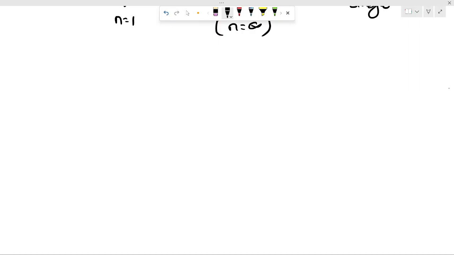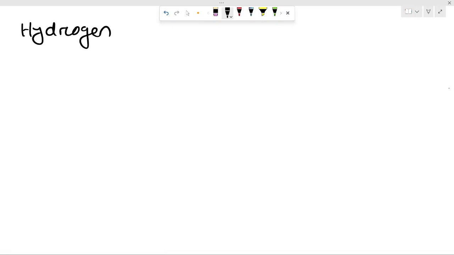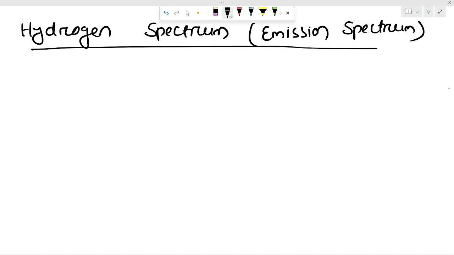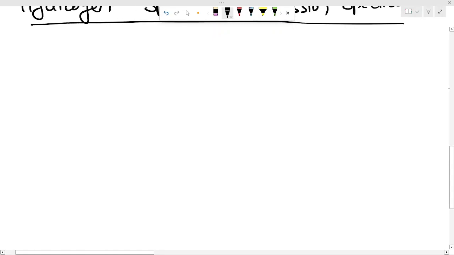Okay, let us proceed further to our next topic, that is the hydrogen atom spectrum or emission spectra. This is very important from your exam point of view. Let's start with this hydrogen spectrum or emission spectra. We will see some definitions, then we will describe it in detail. Okay, so let's start with it.